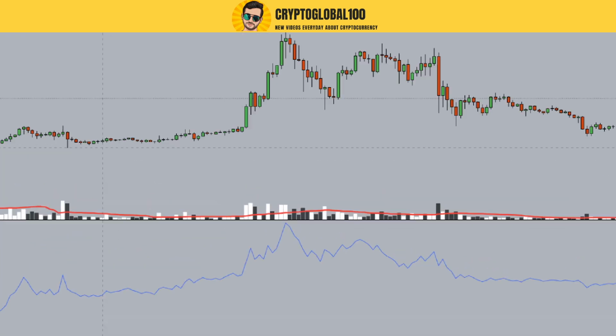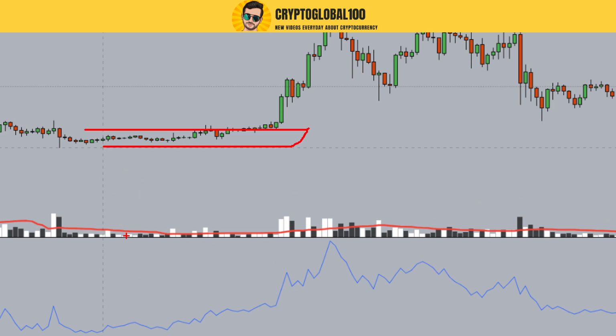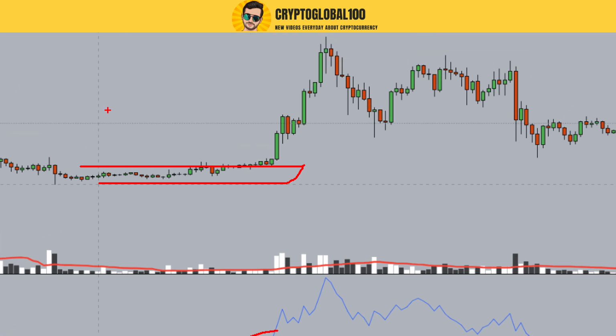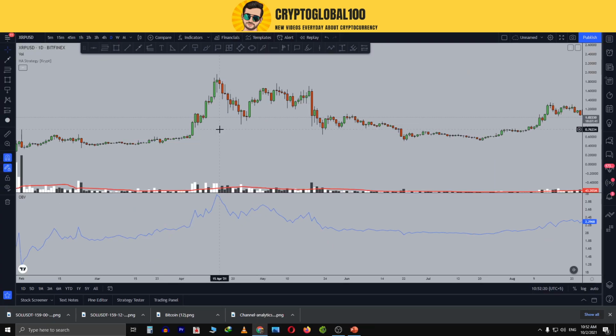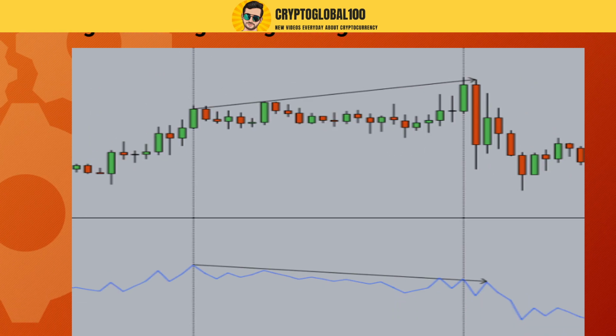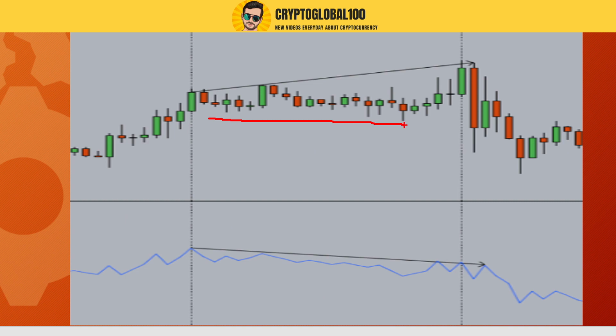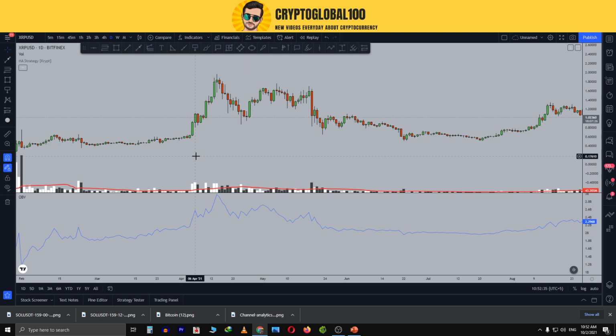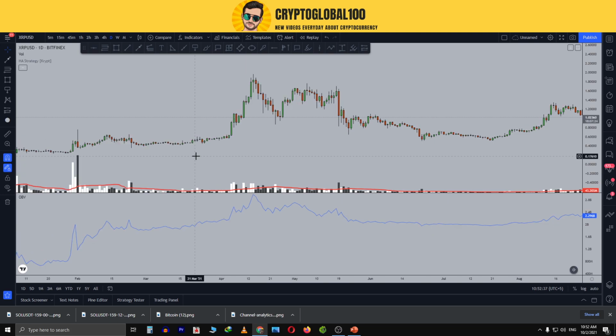But in this case the OBV was making higher highs and higher lows, and we saw a huge pump towards the upside. That is the difference between accumulation and distribution here. We were unable to see distribution here, or accumulation, because the volume was going down. So OBV is an extremely important indicator in identifying the trend of the market.